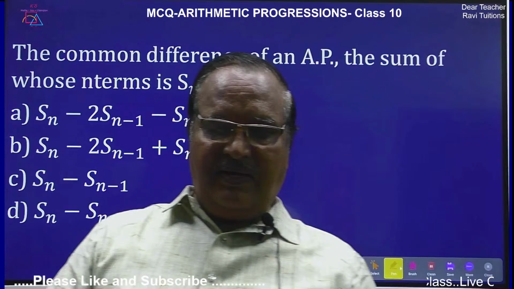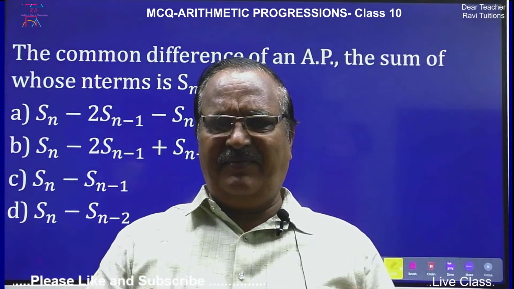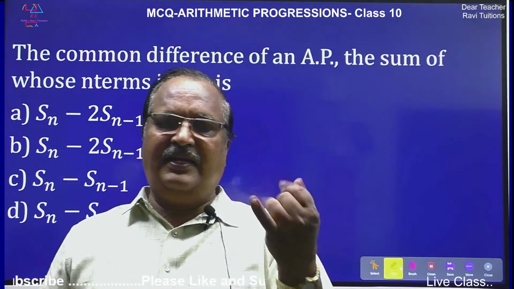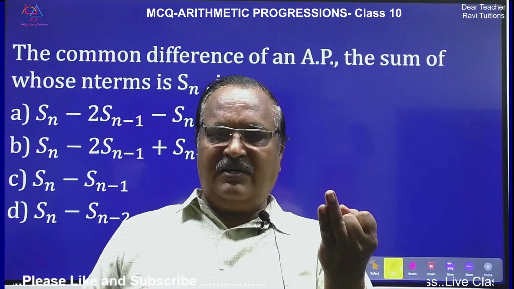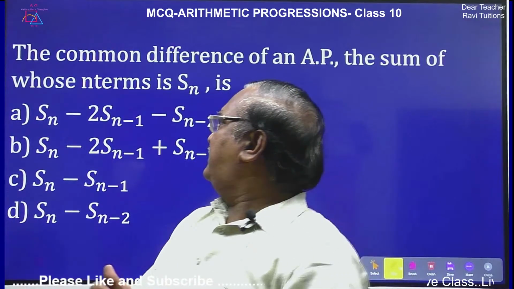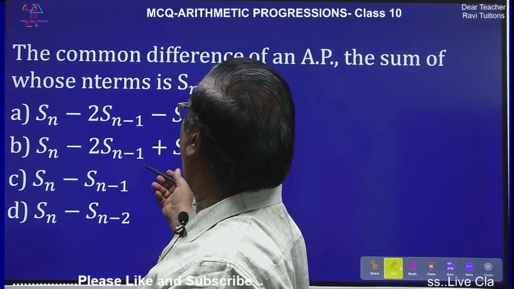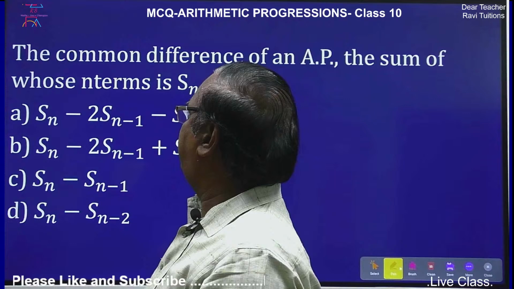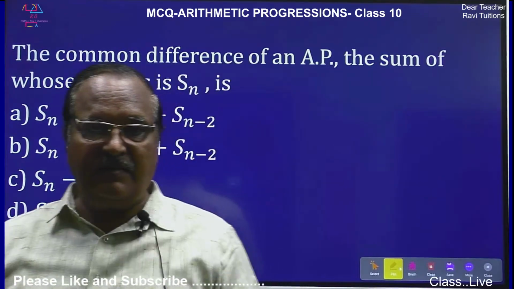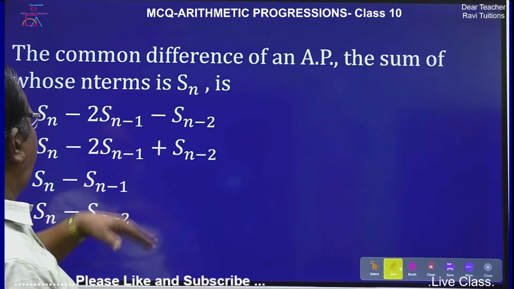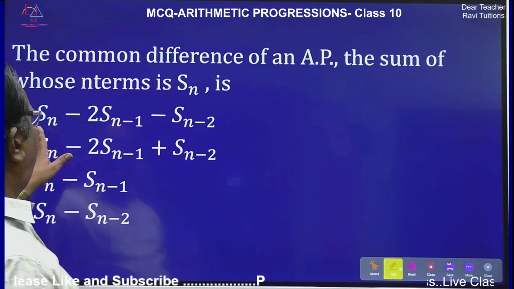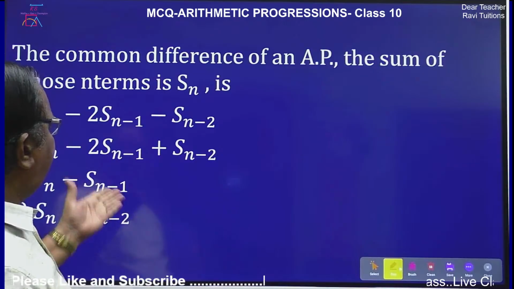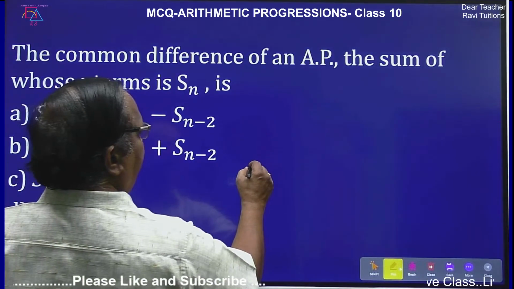You can have a formula sheet, it is available everywhere. Only 4 formulas: An formula, Sn formula, and this D formula. So now our target is to find out the common difference. You can do it by the elimination method, Sn minus 2, Sn minus n minus 2, and Sn minus 1.